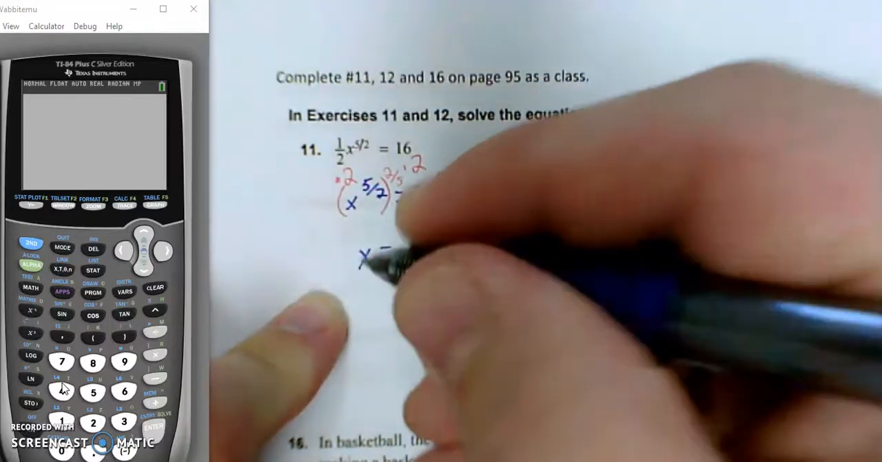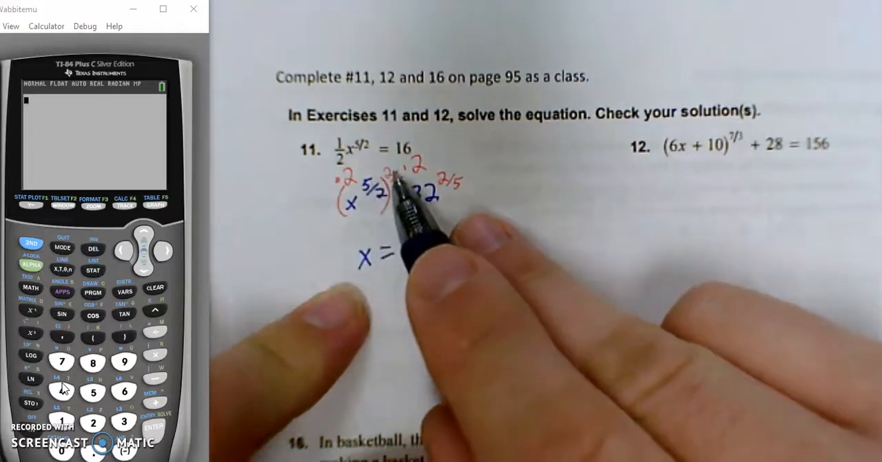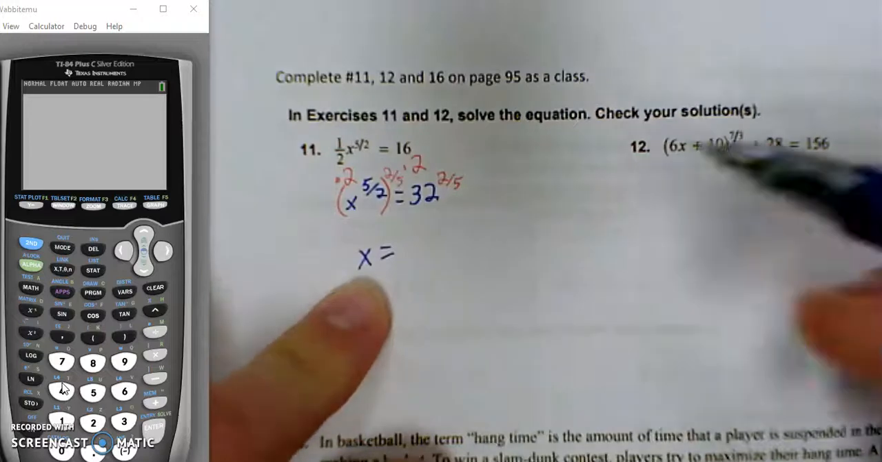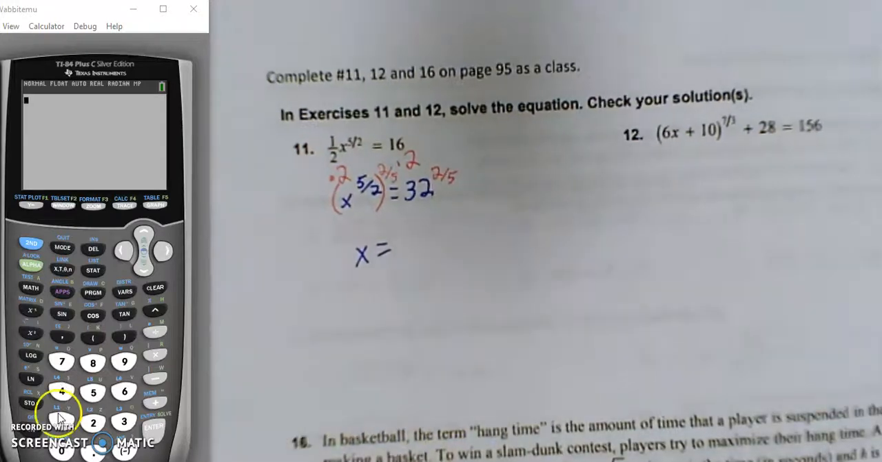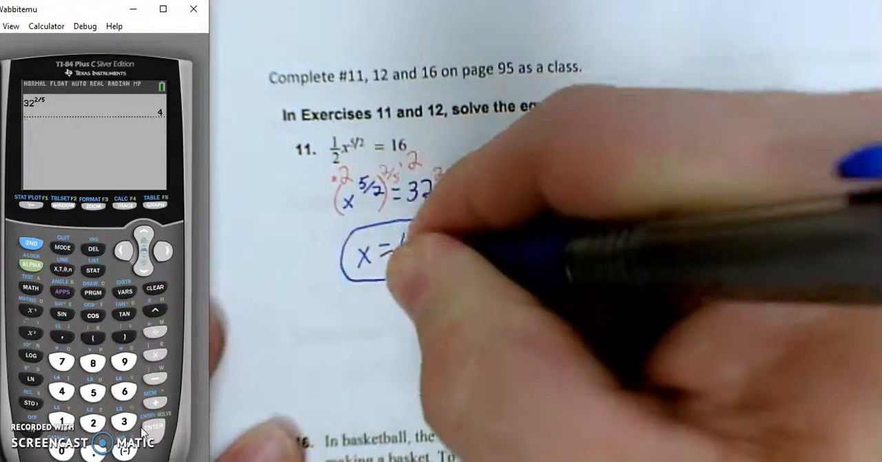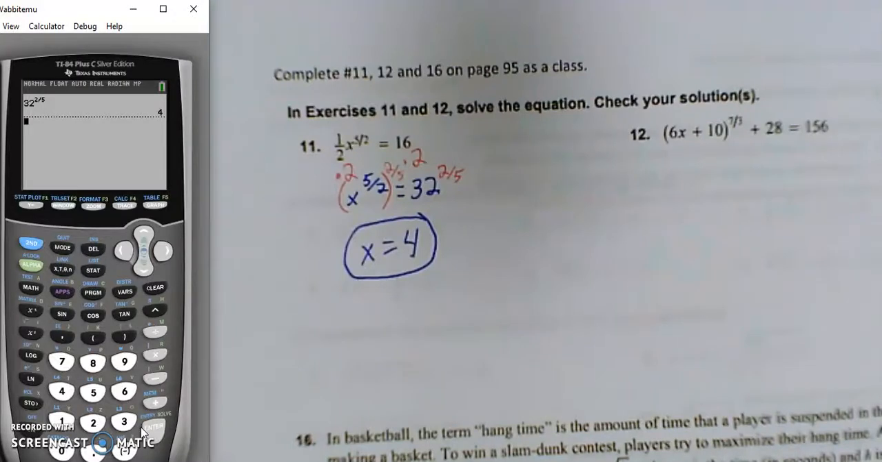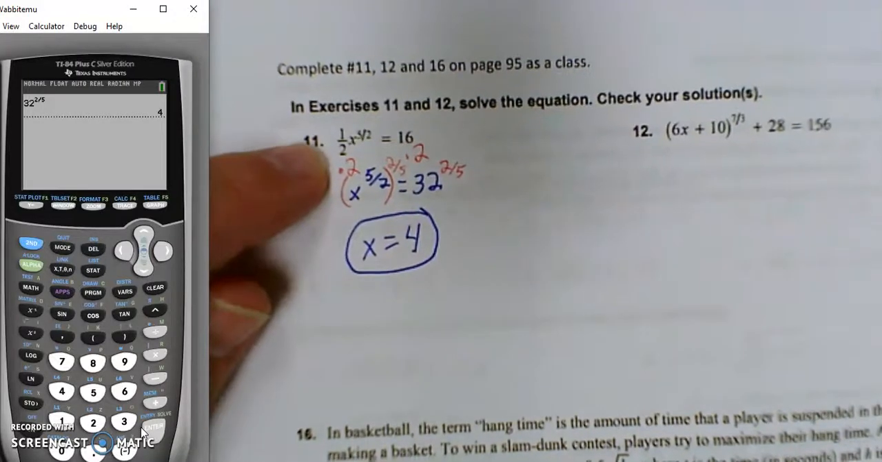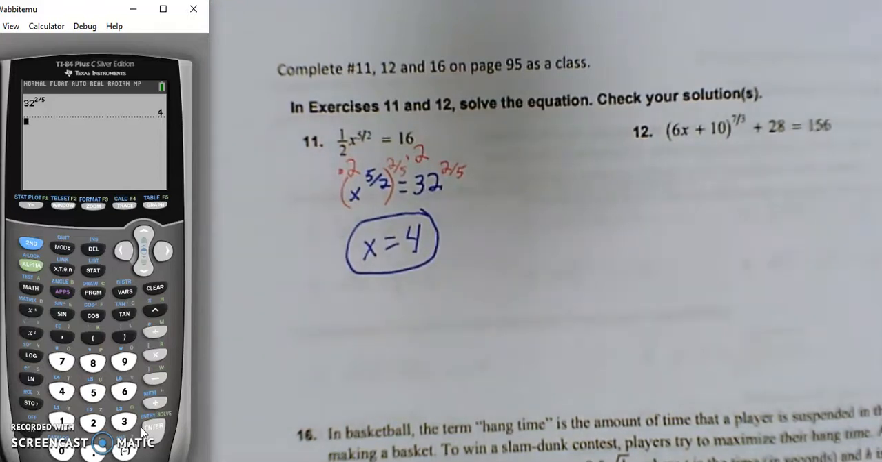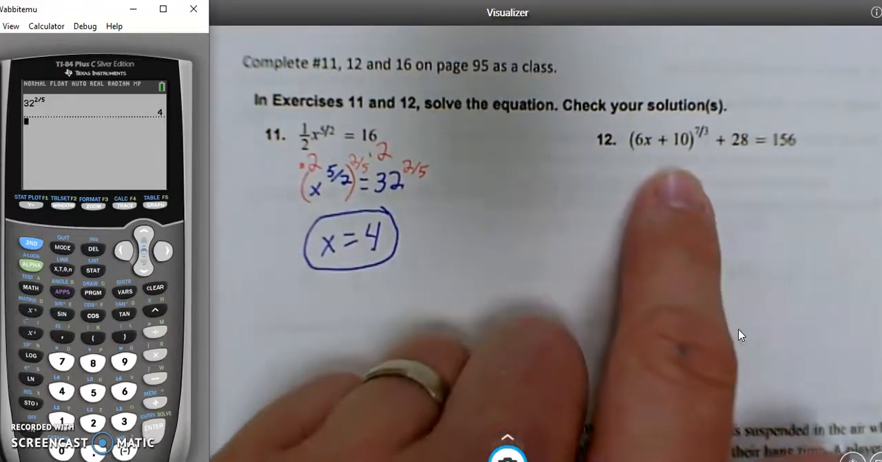So x would equal, the reason why that cancels, 5 times 2 would be 10 over 10, and 10 over 10 would be x to the first power. 32 to the 2/5, definitely something that you can use your calculator on if you feel more comfortable with that. It can be done by hand, but I'm not interested in teaching that in this lesson. So x equals 4. Now this does work, but you would want to go back and check your answer. So type in 1/2 times 4 to the 5/2. It does give you 16, but we're going to move on knowing that that's the case.